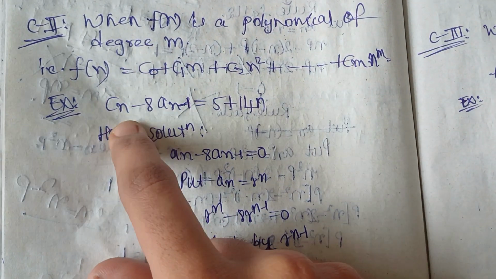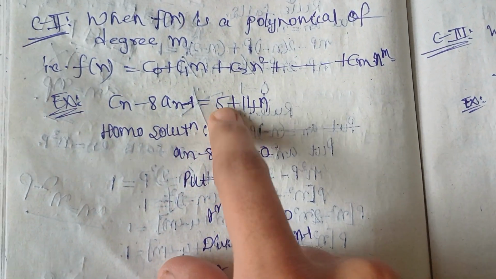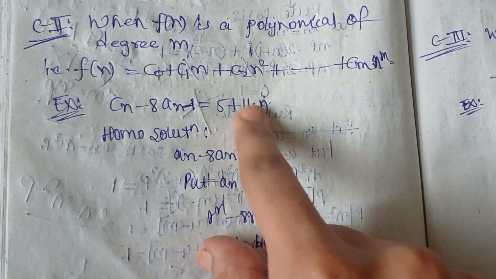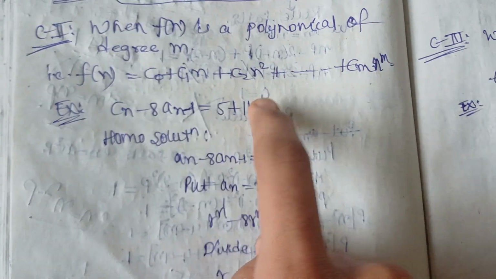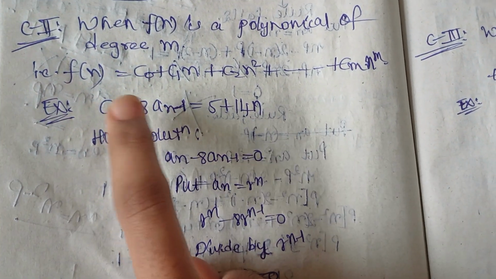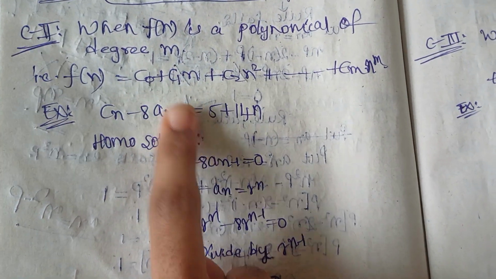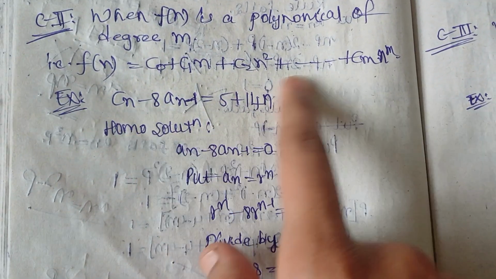So now this is your question, that is, an minus 8an minus 1, which is nothing but 5 plus 14n. This means it is not a constant, and this is a polynomial of a certain degree. So here this is your question, an minus 8an minus 1, which is equal to 5 plus 14n. What is our first main task?